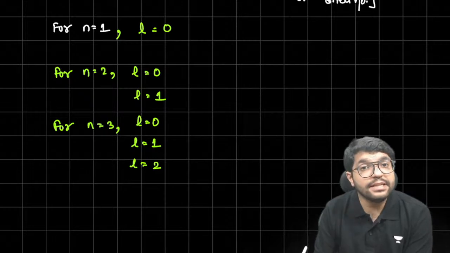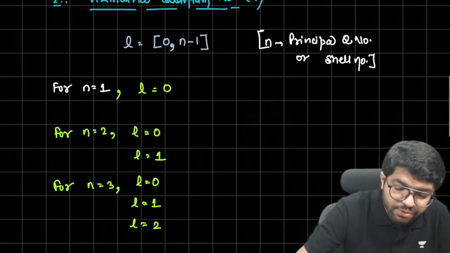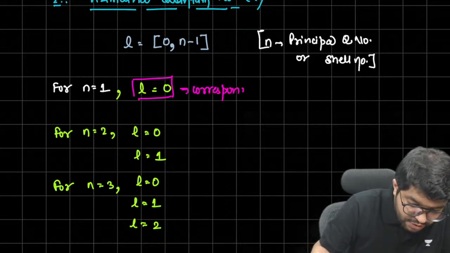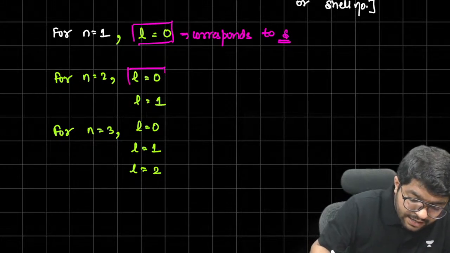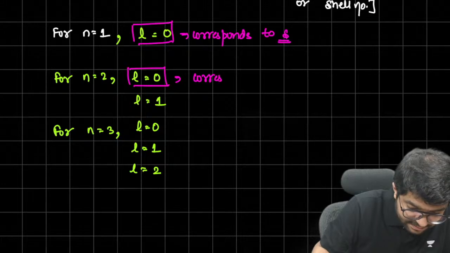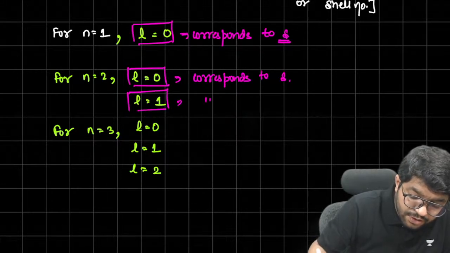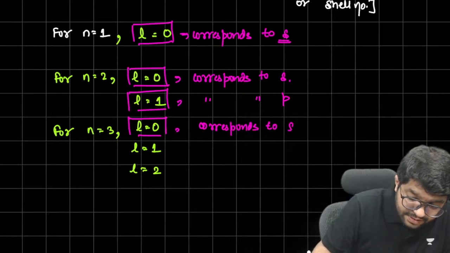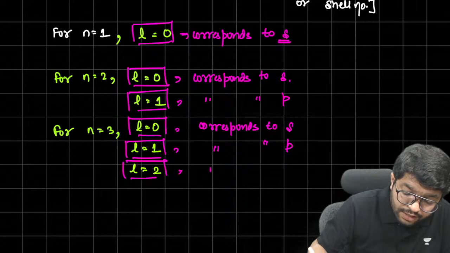So this is something which talks about the shape of the orbital. I'll tell you why. L is equal to 0 corresponds to S. L is equal to 0 again corresponds to S. Similarly, L is equal to 1 corresponds to P. Then L is equal to 2 corresponds to D.